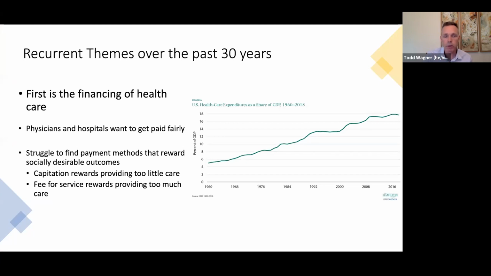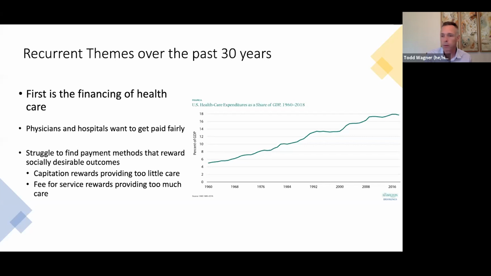So one of the major recurrent themes over the past 30, 40 years is trying to come up with a healthcare financing system that rewards efficiency, but that's also fair. Clearly, physicians and hospitals want to get paid for their work, but we're struggling to find payment systems that reward that in what we think of as socially desirable outcomes.